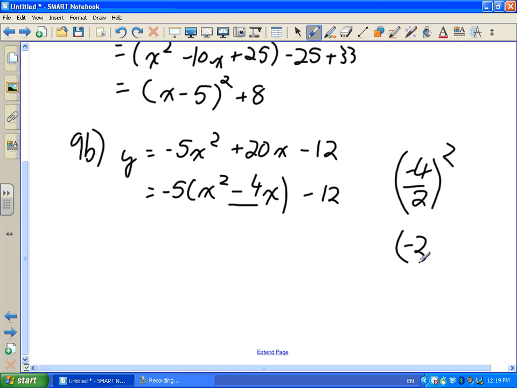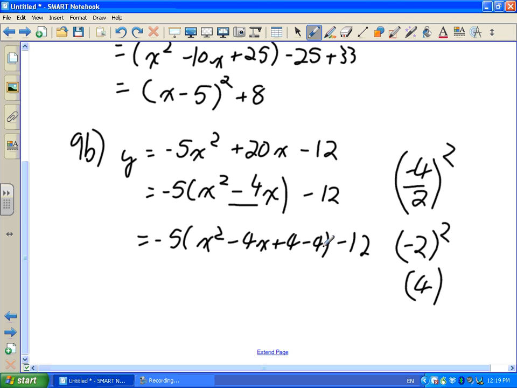It becomes negative 2 squared, which is 4. So inside the brackets, I'm now going to add and subtract 4. Remember, I have to take negative 4 outside. And when I do that, I have to multiply by the first term. So inside of my brackets, when I bring negative 4 times negative 5, it becomes positive 20.